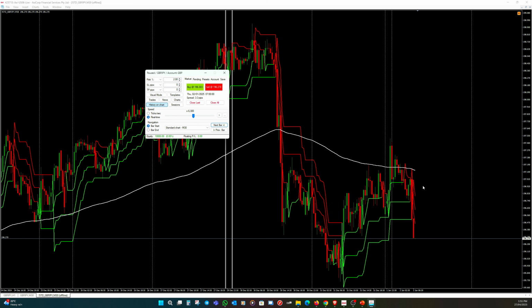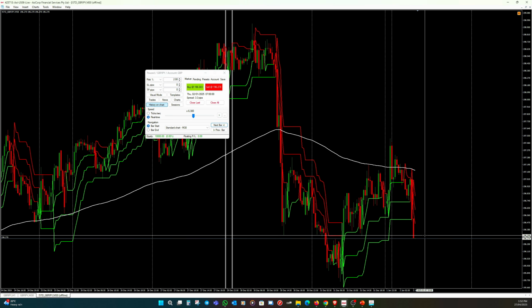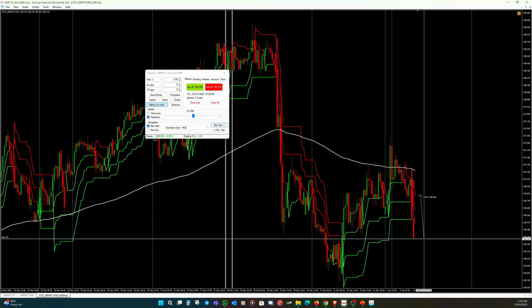Okay, here we have 3 indicators set up for short, and we're below the 200 EMA. The stop loss is going to be at the most distant Supertrend. So this one is about 55 pips. So I'm going to set the stop loss for 60 pips, and we'll go for 3R, so 180 for our take profit.